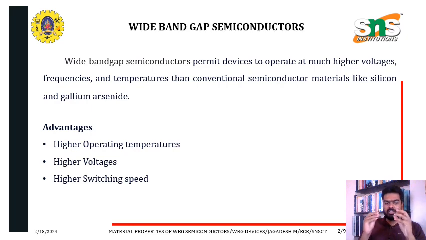Why is the wide band gap semiconductor required? It has so many advantages: higher operating temperature, higher voltages, and higher switching speed. Semiconductors are usually used in many applications, especially switching. Switching is nothing but changing the state between 0 and 1 and 1 to 0. That switching speed will be very high in the case of wide bandgap semiconductors. So these are all the advantages of going for wide bandgap semiconductors.